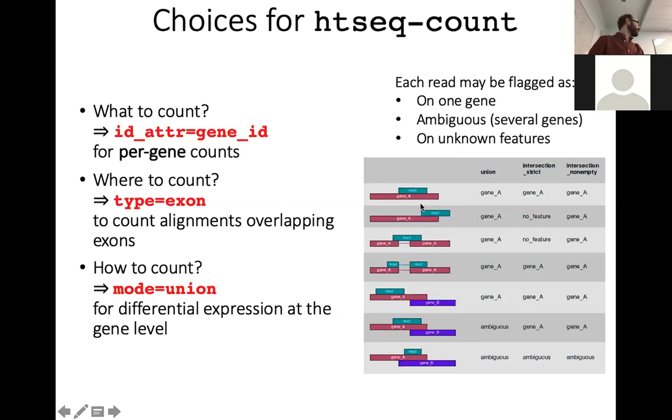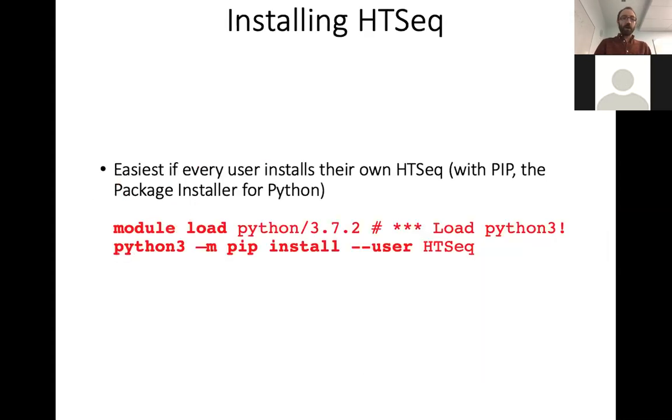It's just a way it counts different subcases of reads overlapping things that are or not annotated, or potentially multiple genes at the same time. Okay. And we're going to install it. It's very simple. Just copy this command. I can't install it for everyone, and there's no package, but it's very simple to install. So it's just going to take a minute.